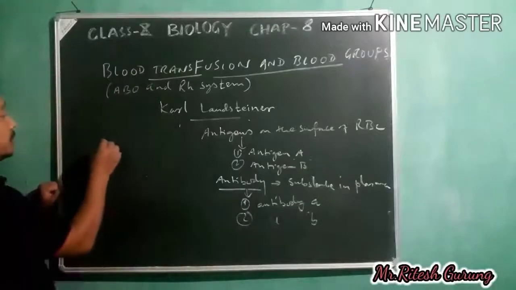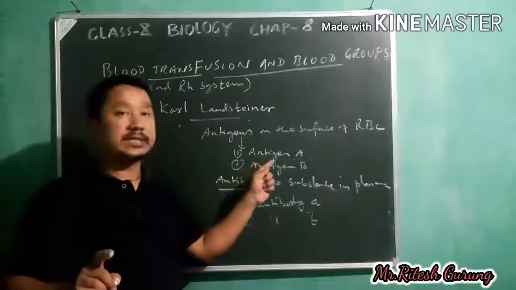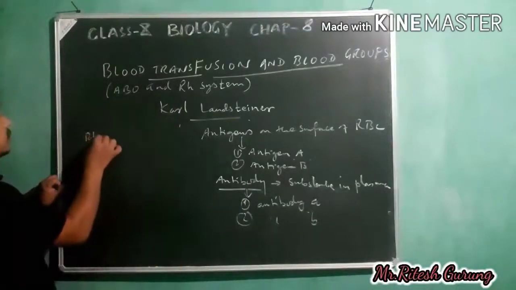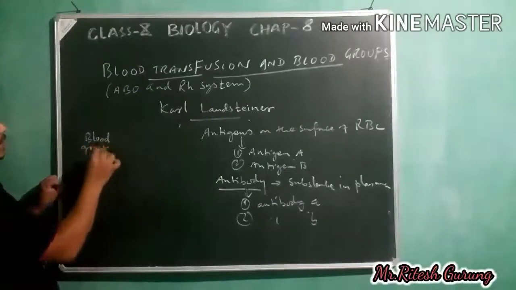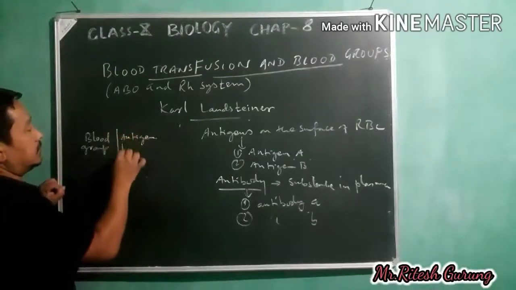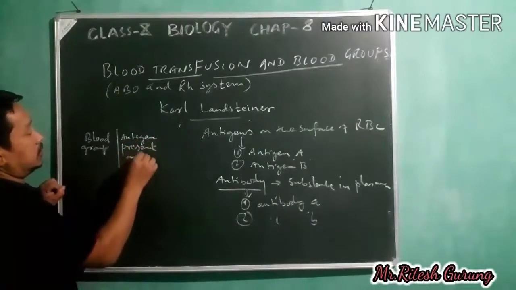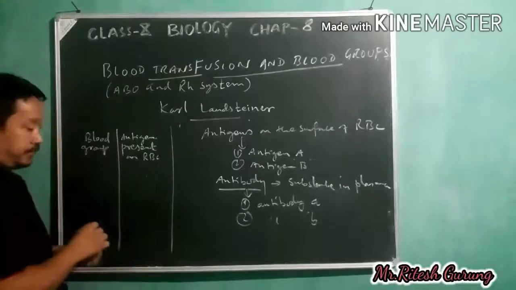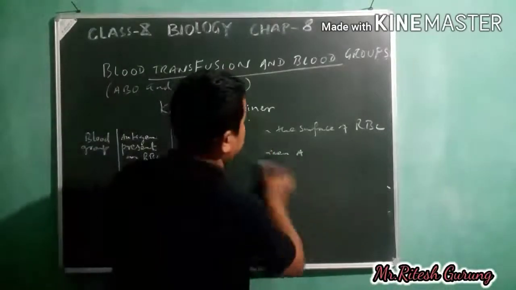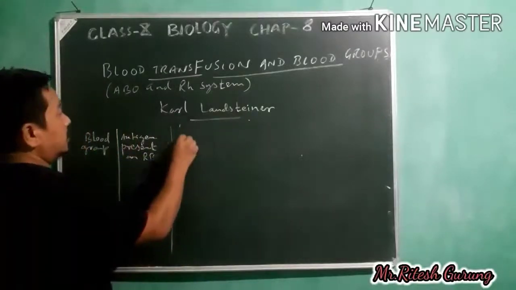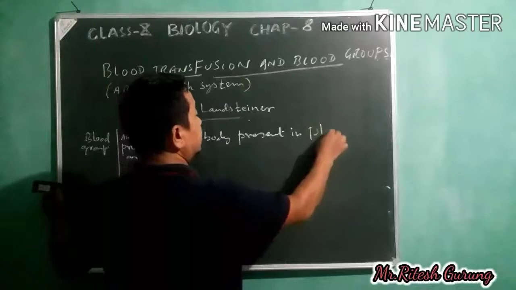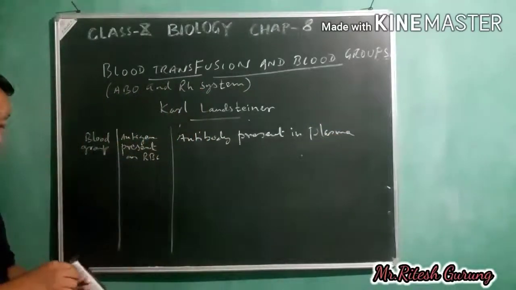Let me write here in the book the four types of blood groups based on antigen A and antigen B: blood group, antigen present on RBC, and antibody present in plasma. Based on this, there are four types of blood groups.